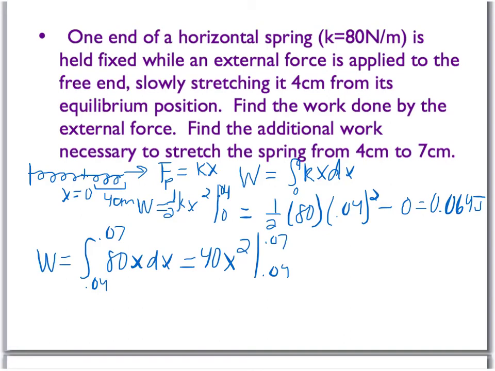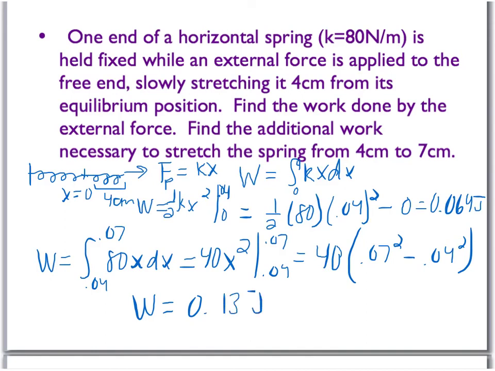Again, you may want to plug in these values on your own, but basically what we have here is the 40 outside, and then inside we have the 0.07 being squared minus the 0.04 being squared. So just another way that we could write out that work. Ultimately, when we solve for W, the amount of work done to go from 4 to 7 centimeters, we'd find that we would need an additional 0.13 joules of work.